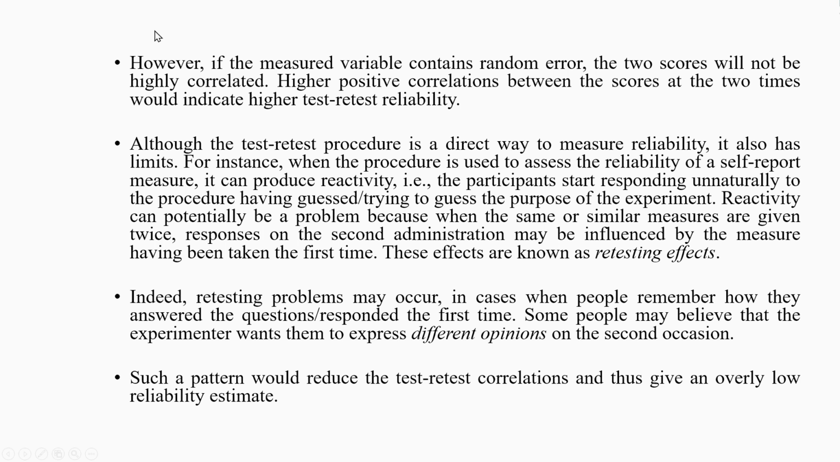Retesting problems can occur typically in cases where people remember how they had answered the first time to the same questionnaire. Some people may believe that the experimenter wants them to express different opinions on the second occasion, and that is basically why they would change their responses, and ideally it reduces the reliability of your measure. This pattern would obviously reduce the test retest correlation, because if you are responding towards one end in the first administration and towards the other end in the second administration, the correlations between these two sets of values across items will be lower.